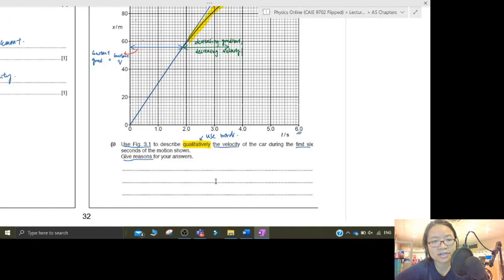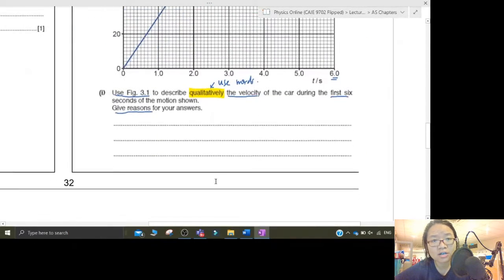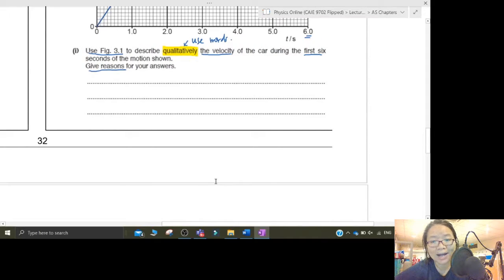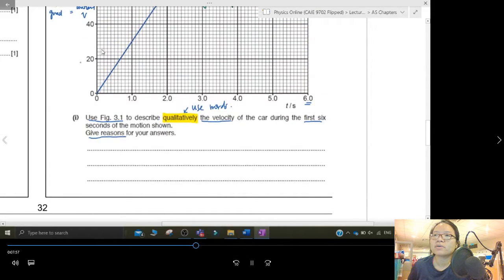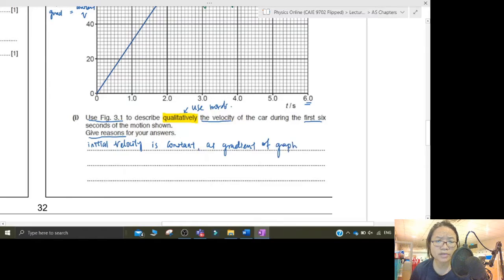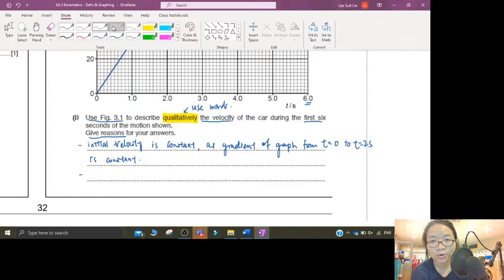So to describe qualitatively, you can describe chunk by chunk. I will start by writing about the blue part, which is the initial constant velocity. Alright, so I will say something along the lines where you see this part here, the velocity is constant. So I'll say the initial velocity is constant since the gradient of the graph from t is equal to 0 to t is equal to 2 seconds is constant.